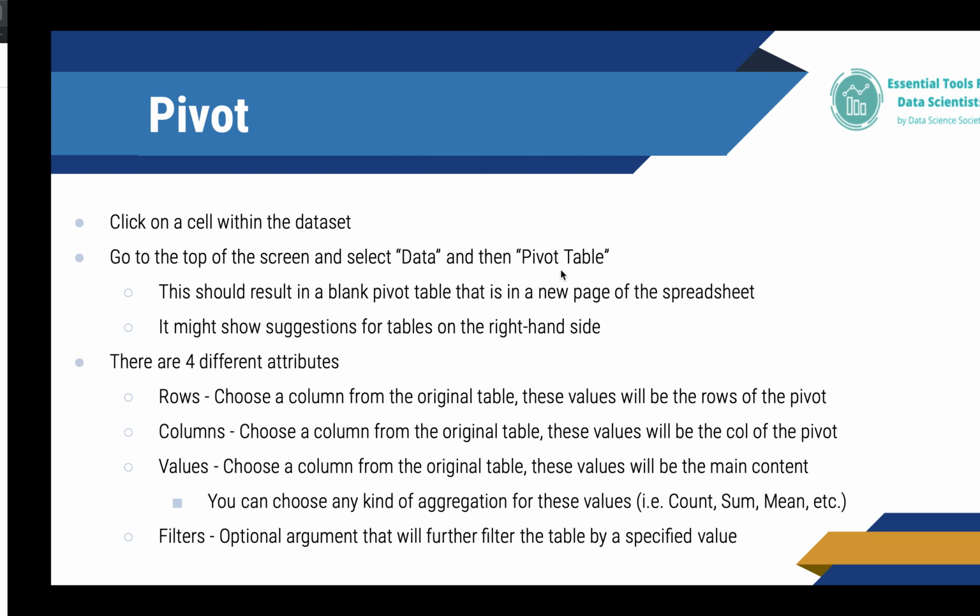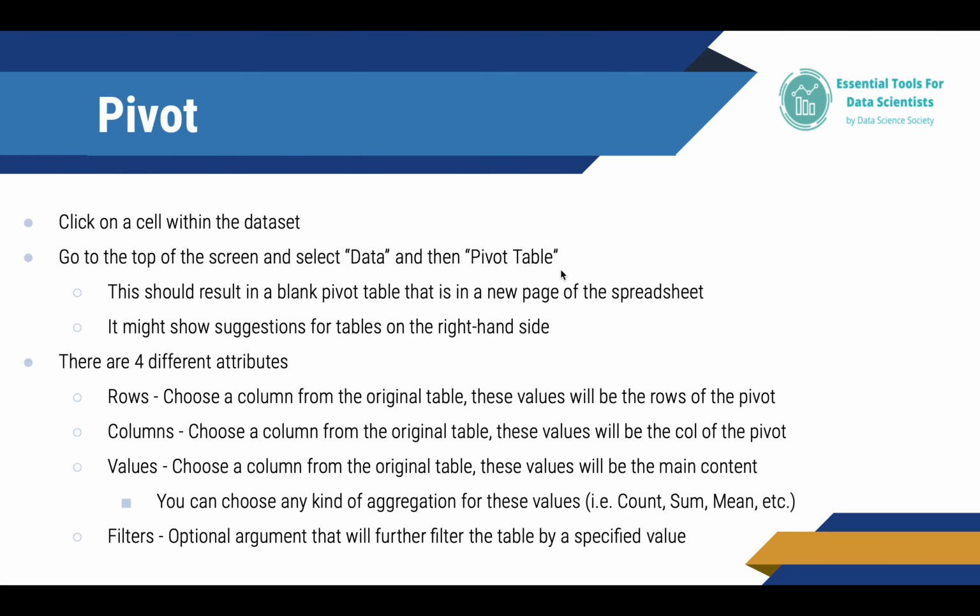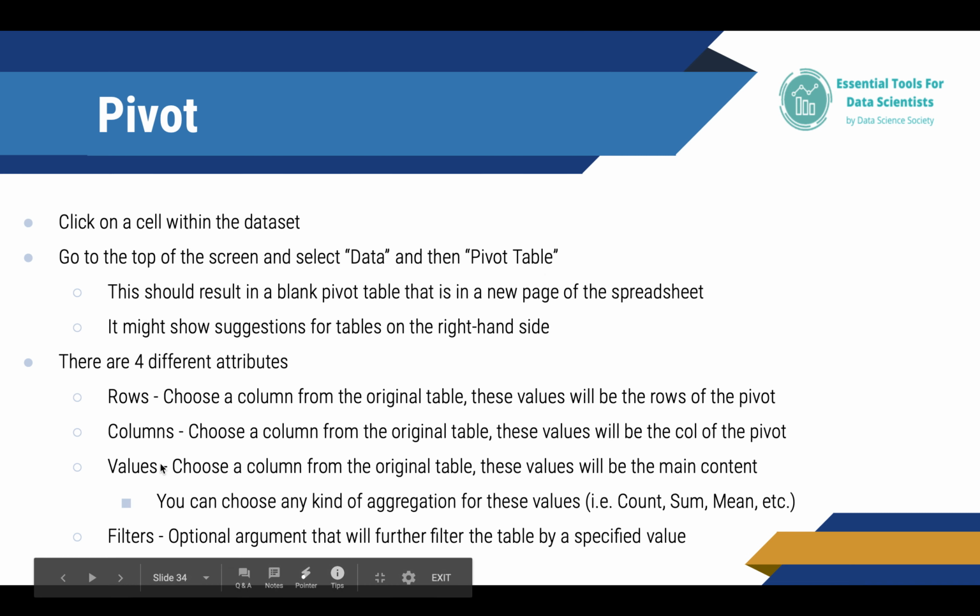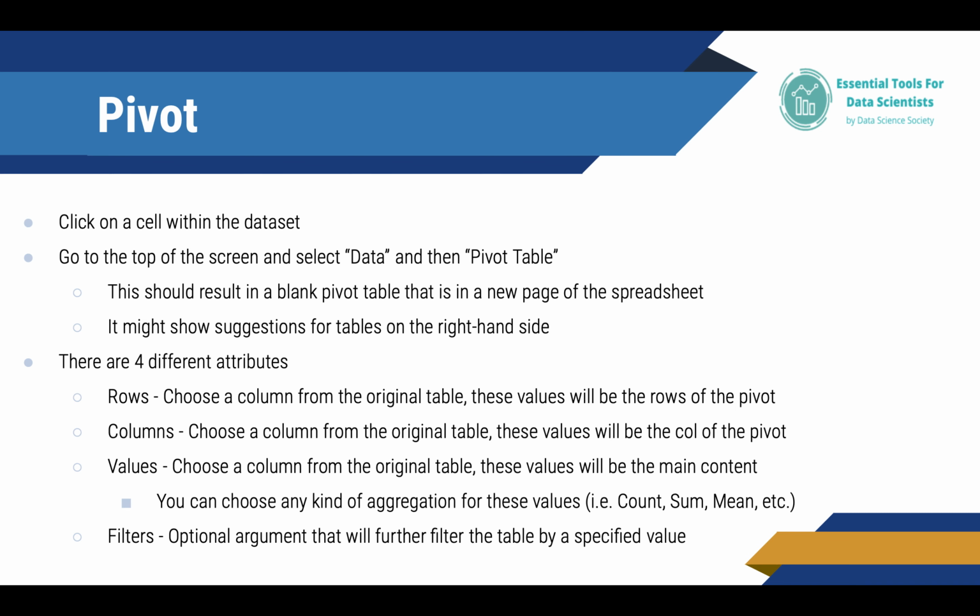All right. And so now that we've created the outline for the table, we want to move into the values on the inside. So as you might expect, values is going to be that attribute. Basically, you're going to choose a column from the original table, and then these values are going to be the main content, the heart of the table. You filtered by the rows and columns attribute, and then the values you pick here are going to be what values you actually see.